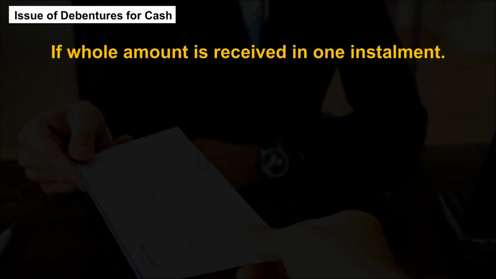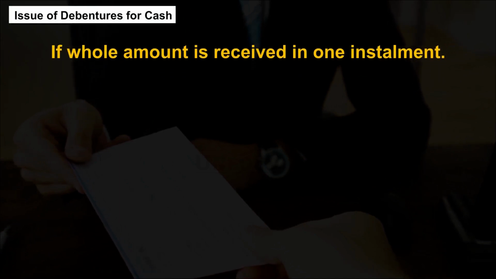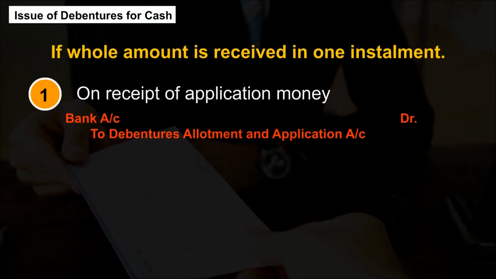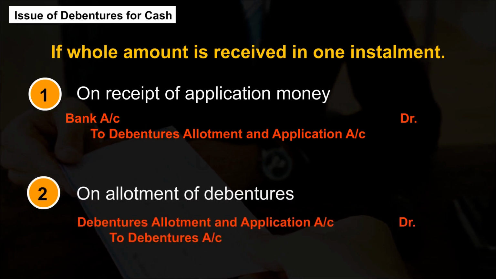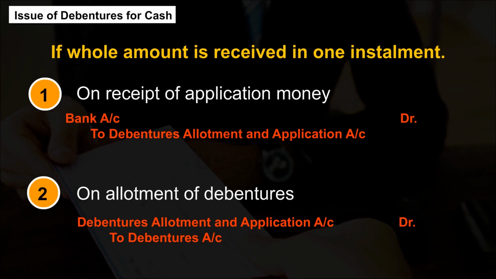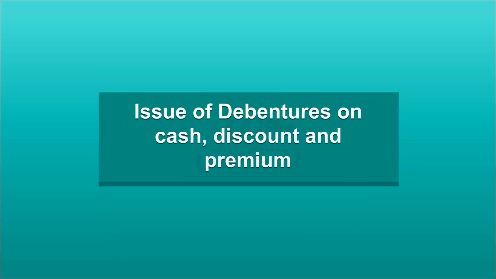If the whole amount is received in one installment: 1. On receipt of application money. 2. On allotment of debentures. Issue of debentures on cash, discount and premium.